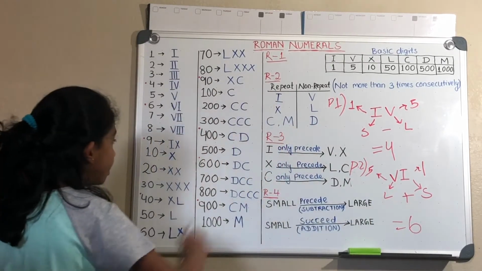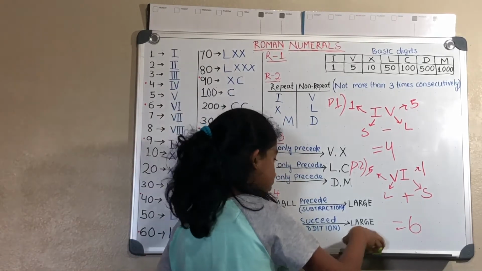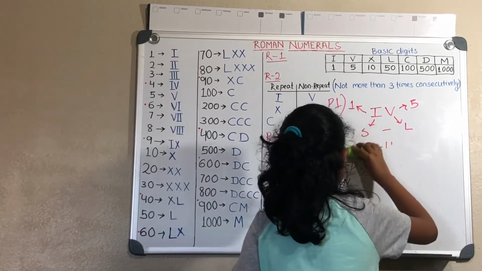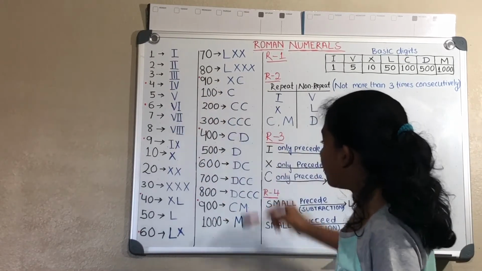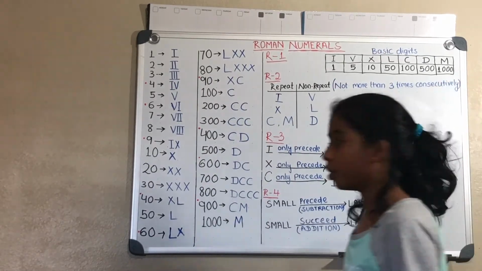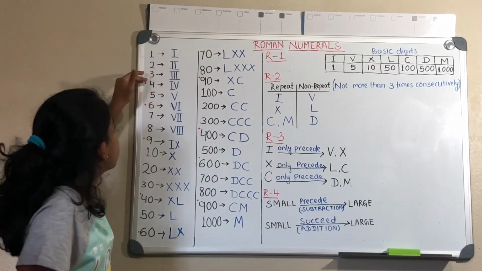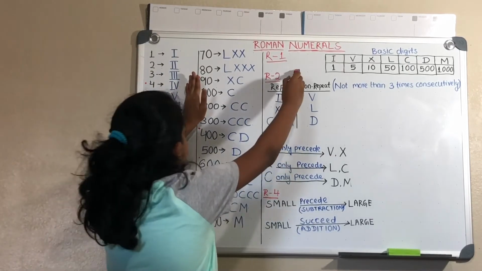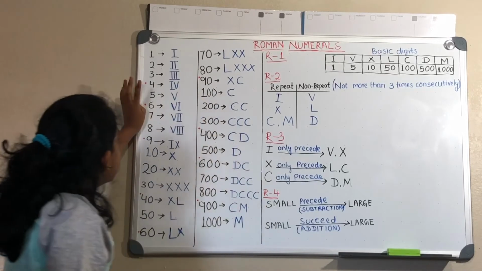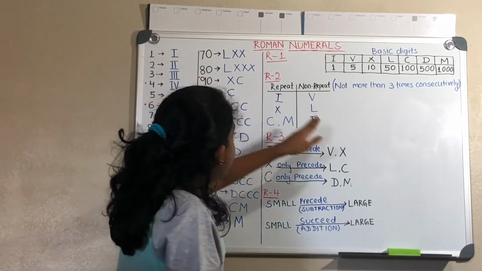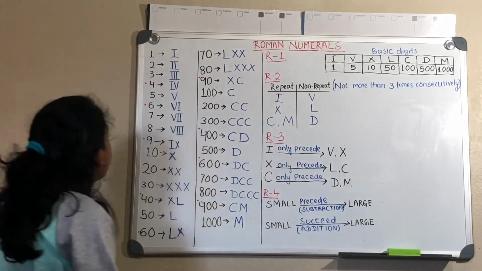Since we completed the rules, let's move on and see some Arabic and Roman numeral conversions. Here you can see some Arabic and Roman numeral conversions and the letters. So 1 is I, 2 is double I, 3 is triple I. But according to rule 2, 4 cannot be I repeated 4 times, because even though I is a repeat number, it cannot repeat more than 3 times. So we have to find another way.